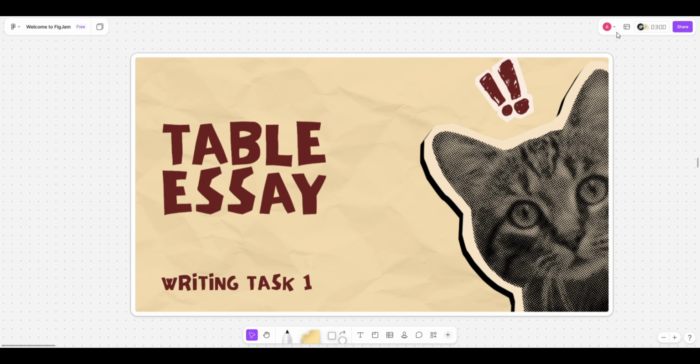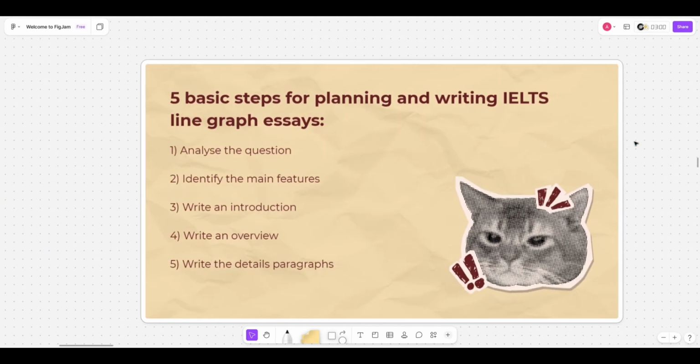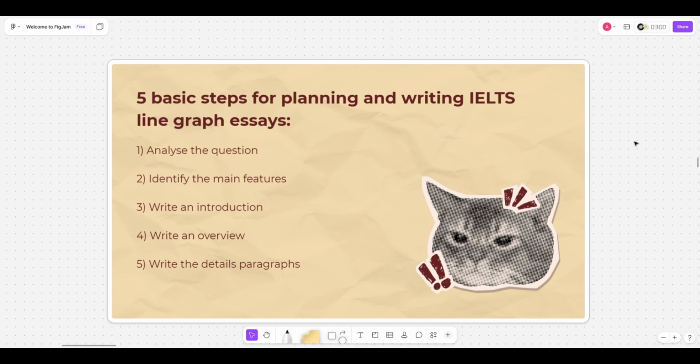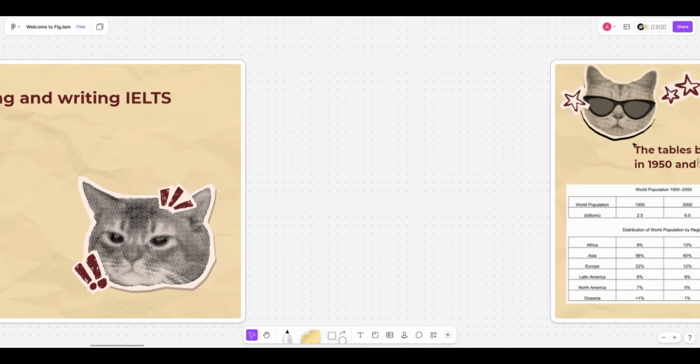Let's dive in. As always, we follow the same 5 basic steps for every Writing Task 1 question. The first one, analyze the question. The second, identify the main features, write an introduction, write an overview, and the last one, write the details paragraphs. You'll notice this is the same structure we use for line graphs and pie charts. That's intentional. Once you master the formula, you can apply it to any Task 1 question. Now let's walk through each step using a real table example.